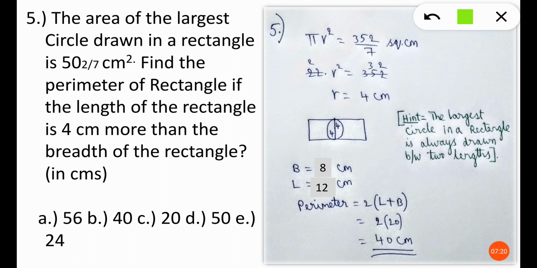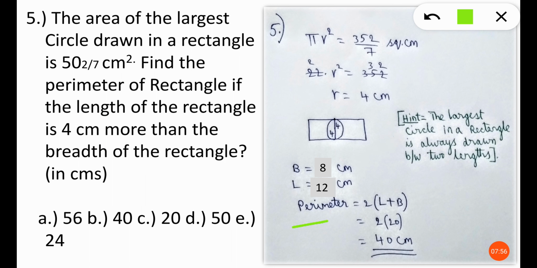Okay, now they have given the pi r square value. Area of circle is pi r square, that is 352 by 7 square centimeters. On both sides 7 gets cancelled. Pi means 22 by 7, and with the 11 table we can cancel, and therefore we got r equal to 4 centimeters. Radius is 4 centimeters and diameter is 8 centimeters, 4 plus 4. If the diameter is 8 centimeters, the breadth of the rectangle is 8 centimeters. And they have given that the length of the rectangle is 4 centimeters more than the breadth. That means 8 plus 4, 12 centimeters. So length is 12 and breadth is 8.